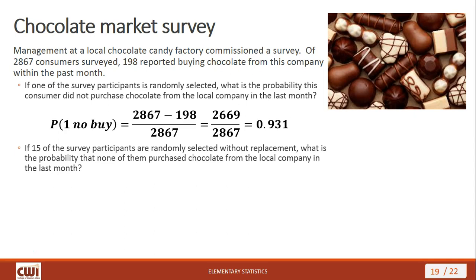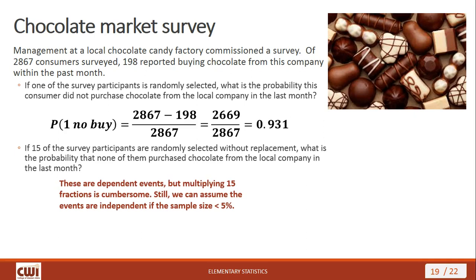So now what's the probability that 15 randomly selected participants, none of them purchased chocolate from the local company in the last month? So we could separate this out and do 15 fractions multiplied together, or we could just use our assumption of independency, because if we take 15 and divide by the 2867, we get a number that's less than 5%. So even though these are dependent events, we're not going to multiply 15 fractions out together.